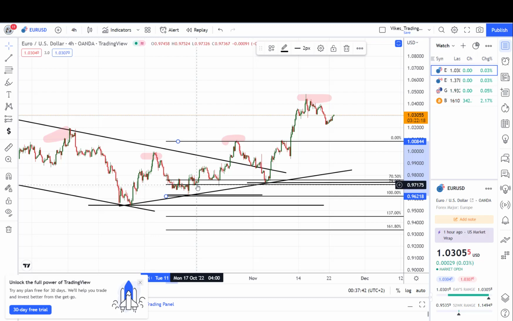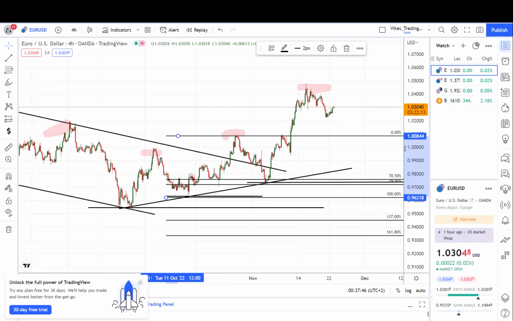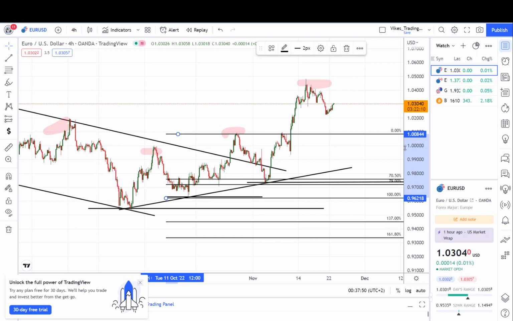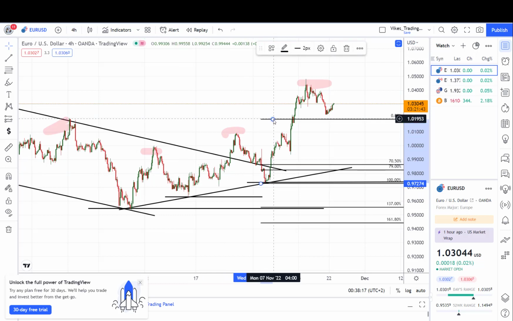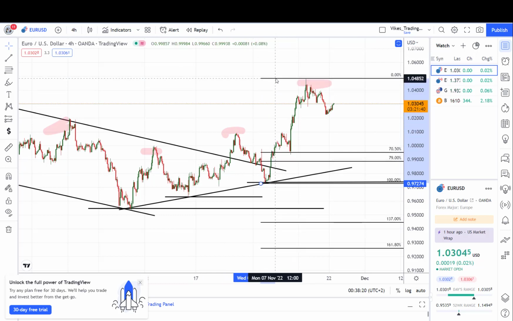Basically I like to look for OBs around Fibonacci 70.5 and 79. So you can see price came and reacted to the OBs around that place, and also it was a confluence of this ascending trend line. So I'll also be looking for price to retrace now to an OB that is around that region.